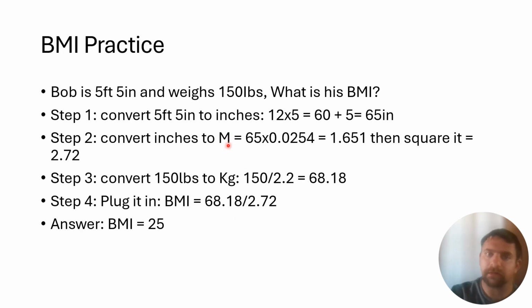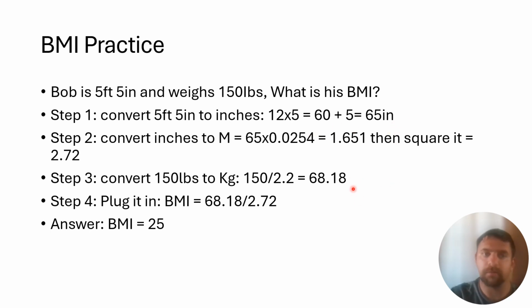So we're going to practice. We have Bob over here. He's 5'5", 5 feet 5 inches, and weighs about 150 pounds. What is his BMI? Step one is to convert 5 feet 5 inches to inches. All together, how many inches are in a foot? Correct, 12. So we have 5 feet, so we do 12 times 5, that gives us 60. Now we also have 5 inches, so that's another 5. That gives us 65 inches.